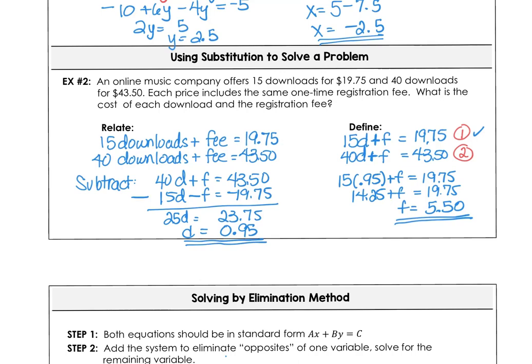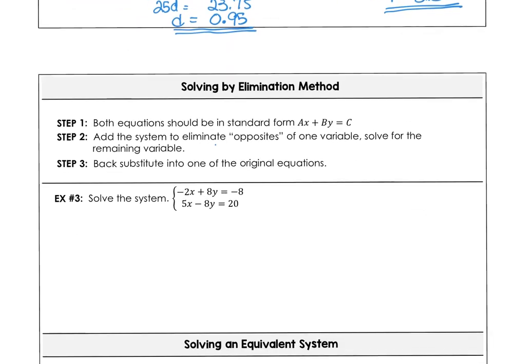In this case, we just use the idea that the two fees could be additive inverses if we subtracted one equation from the other. Now that idea leads me to the elimination method, since it's similar to what we're going to do.